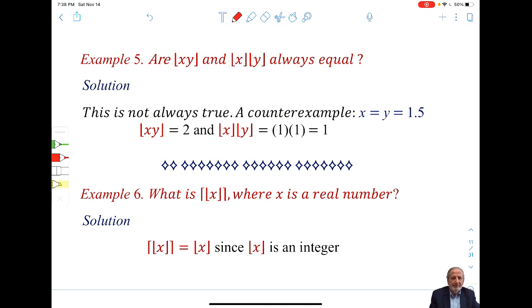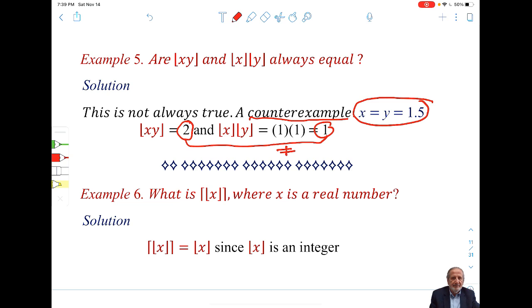Another question: the floor function of xy and the floor function of x times the floor function of y, are they always equal? Again, the answer is no. Here's a counter example. I take x equals y equals 1.5. When you multiply x times y, you get 2.25, and the floor function will be 2. But the floor function of x is 1, the floor function of y is 1, and 1 times 1 is 1. Again, 2 is not the same as 1. They're not equal.